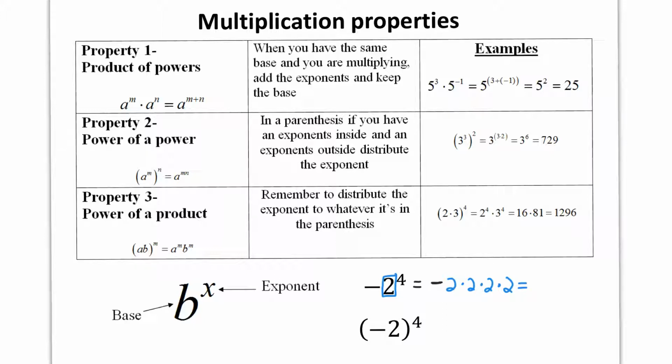So my answer is going to be, I keep the negative right here. That's the one I have at the beginning. And then I multiply 2 times 2, which is 4. 4 times 2 is 8. 8 times 2 is 16. So my answer is -16 when you don't have parentheses.